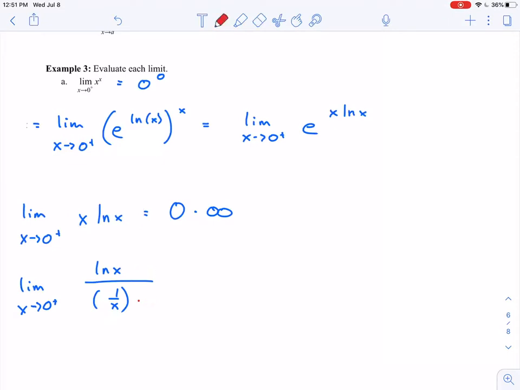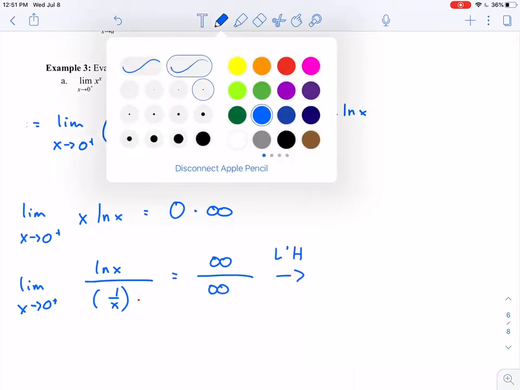So I've rewritten it in this very particular way, and now I'm going to look, okay, limit as x approaches 0 of natural log of x. We said that was infinity. Limit as x approaches 0 of 1 over x. That will also be infinity. And look at this, I have infinity over infinity. This I can now use L'Hopital's rule with. So let's go ahead and do that.